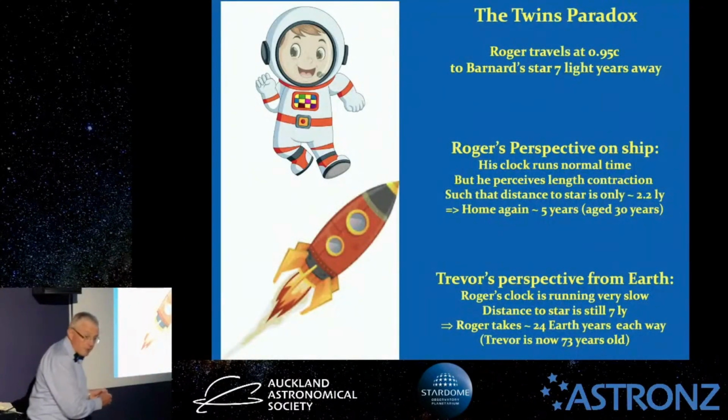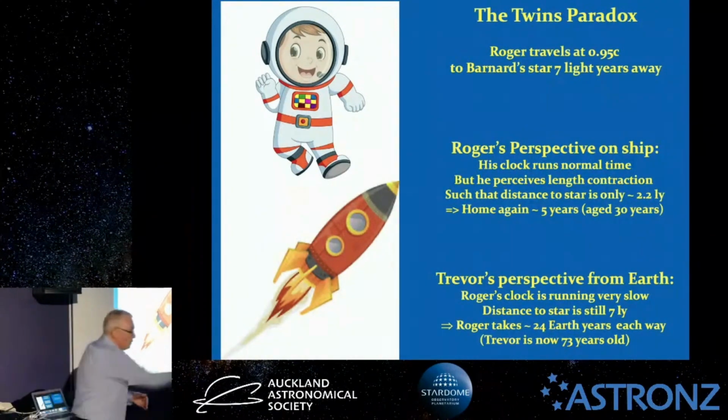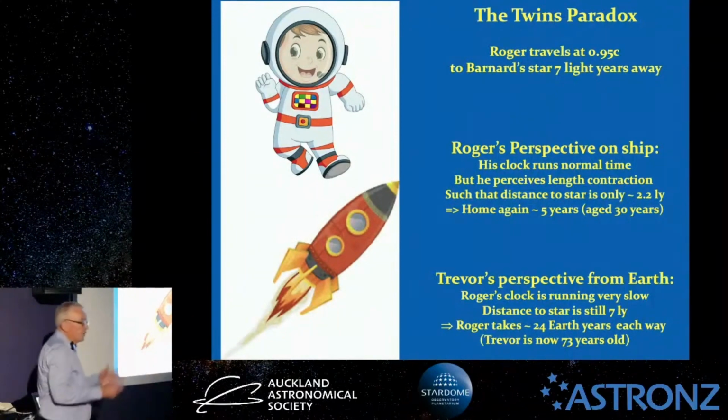From Roger's perspective on the spaceship, his clock was running normal time. He said, look, I'm standing here, I'm at rest. My clock's at rest to me. Everything's running normal time. But he looks out his window and he doesn't see Barnard star 7 light years out. He sees the distance differently because he's travelling at high velocity. So far as he's concerned, he's stationary, but he sees the rest of the universe around him is speeding. So he sees length contraction.